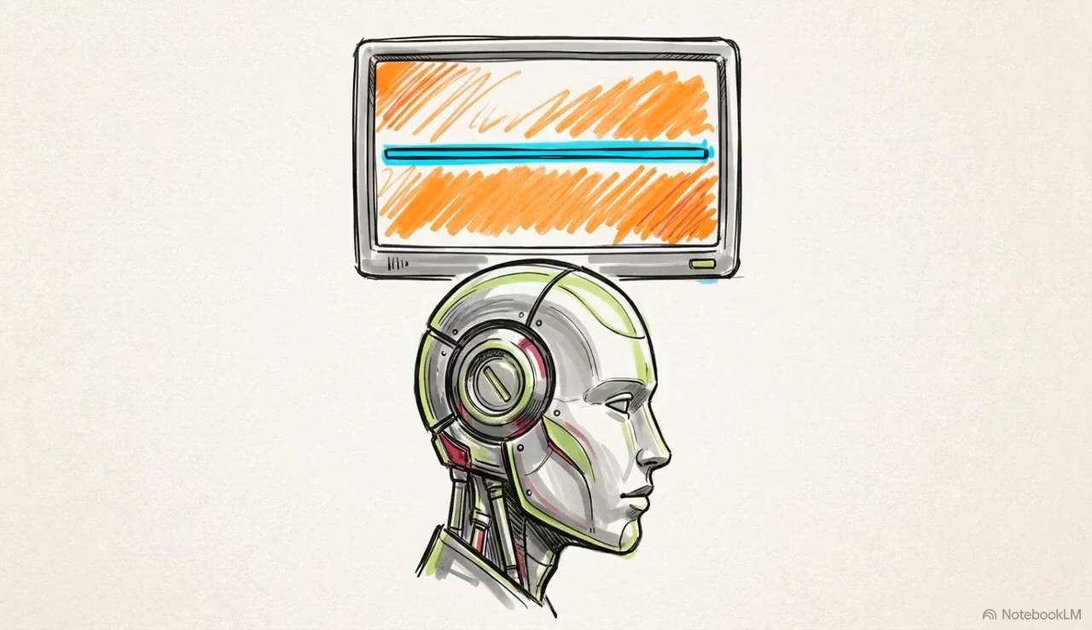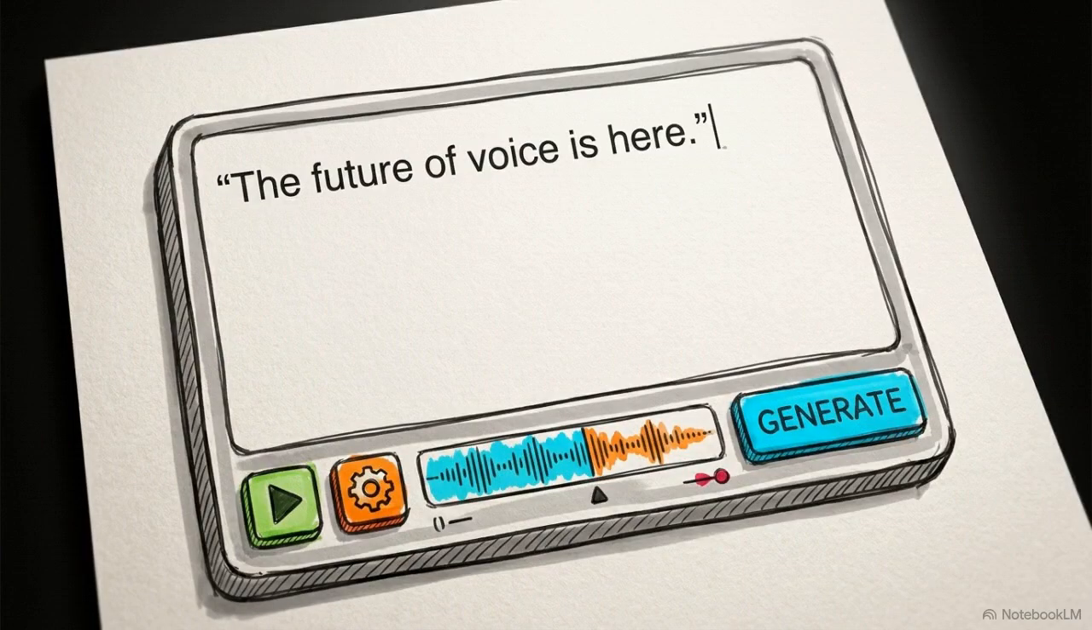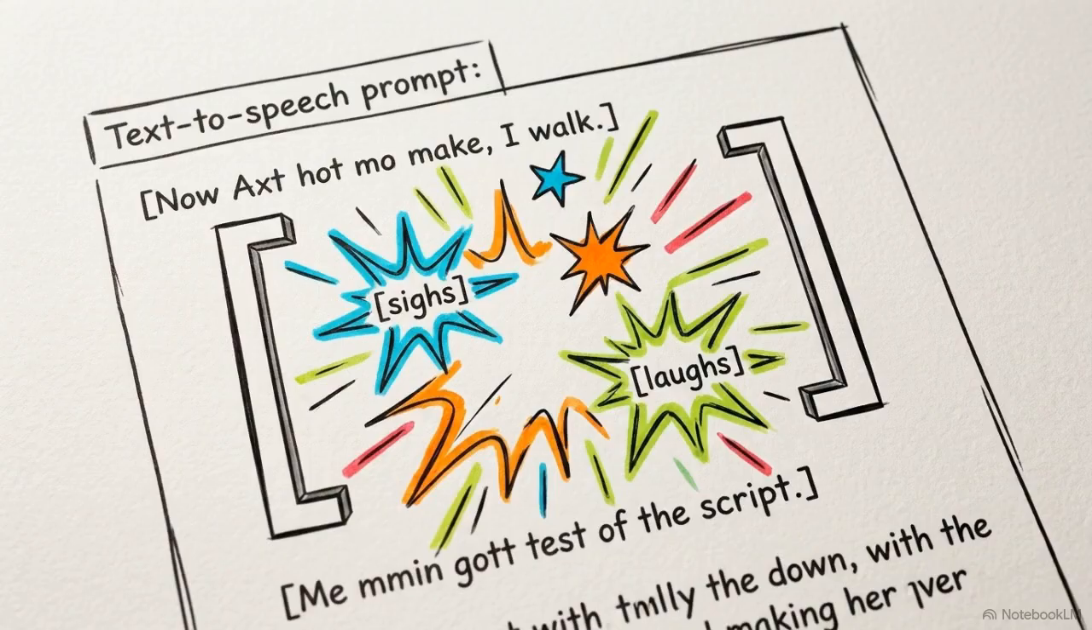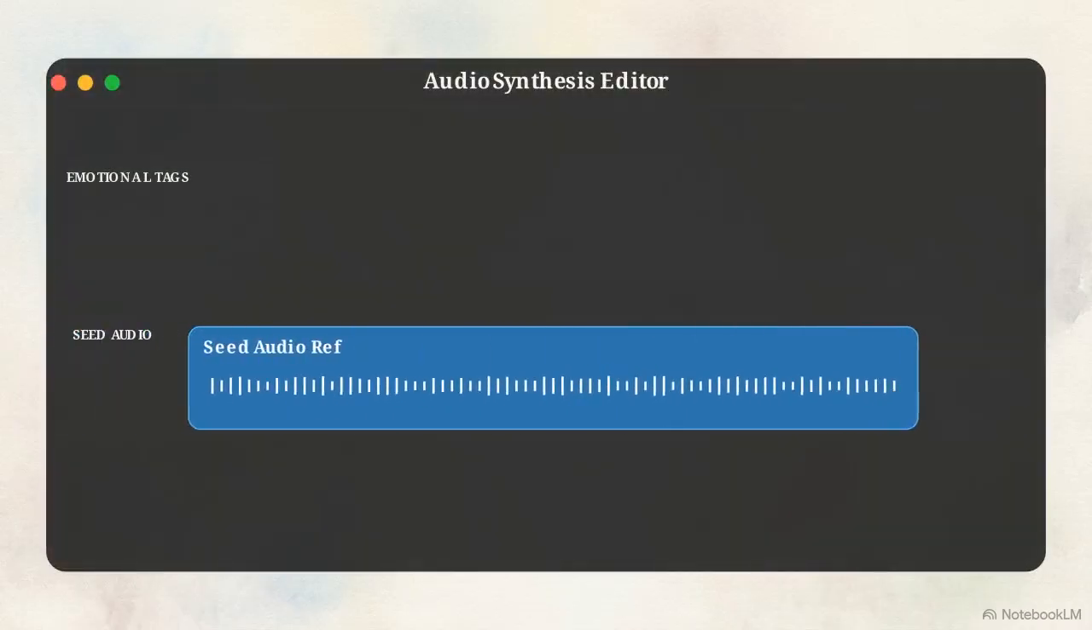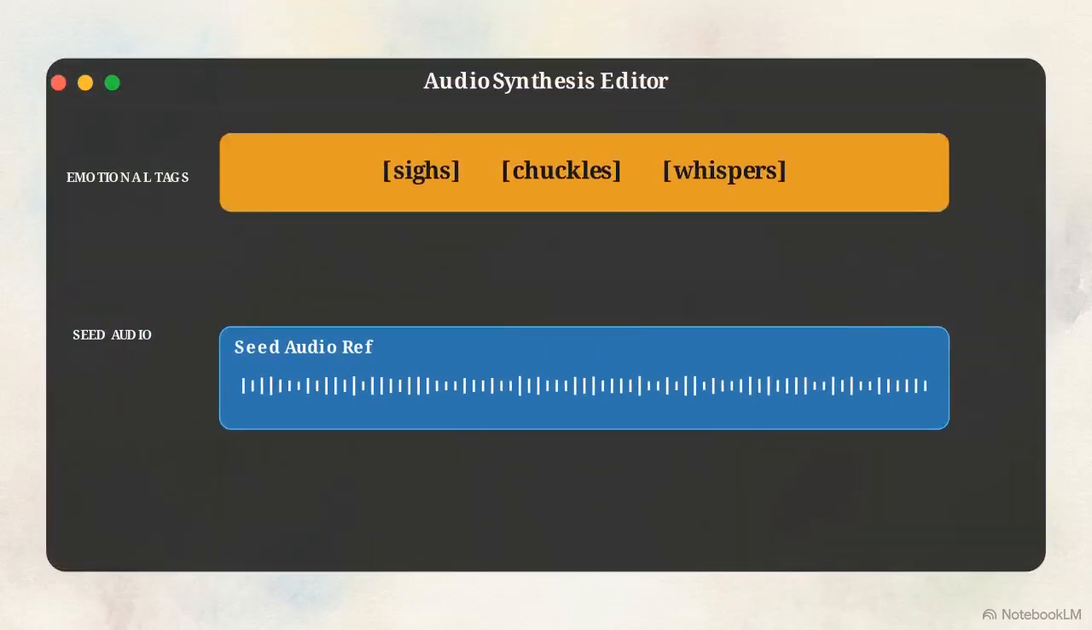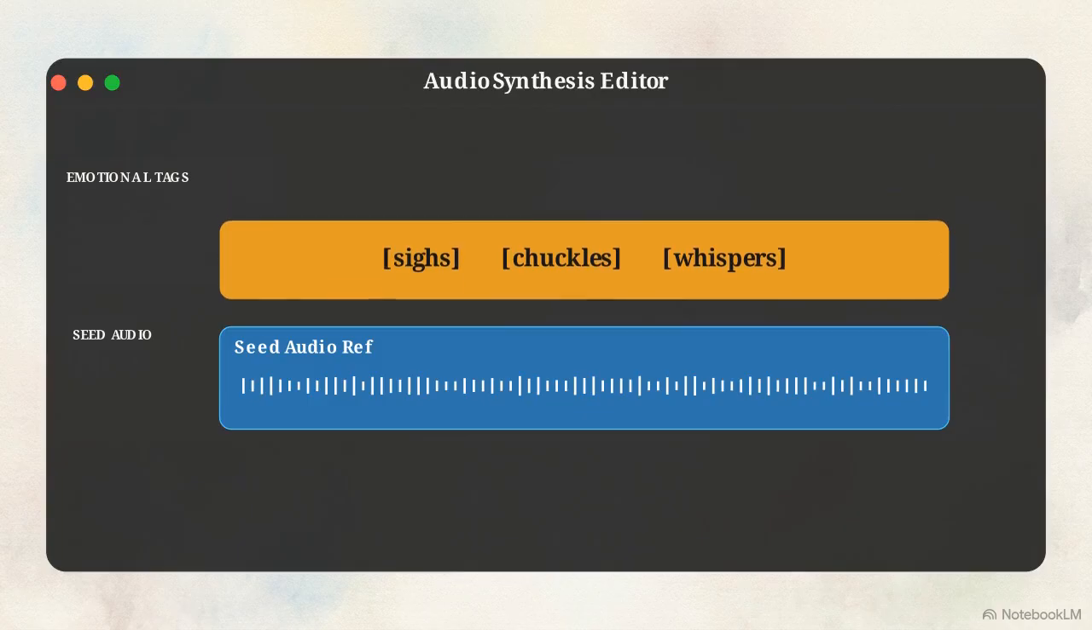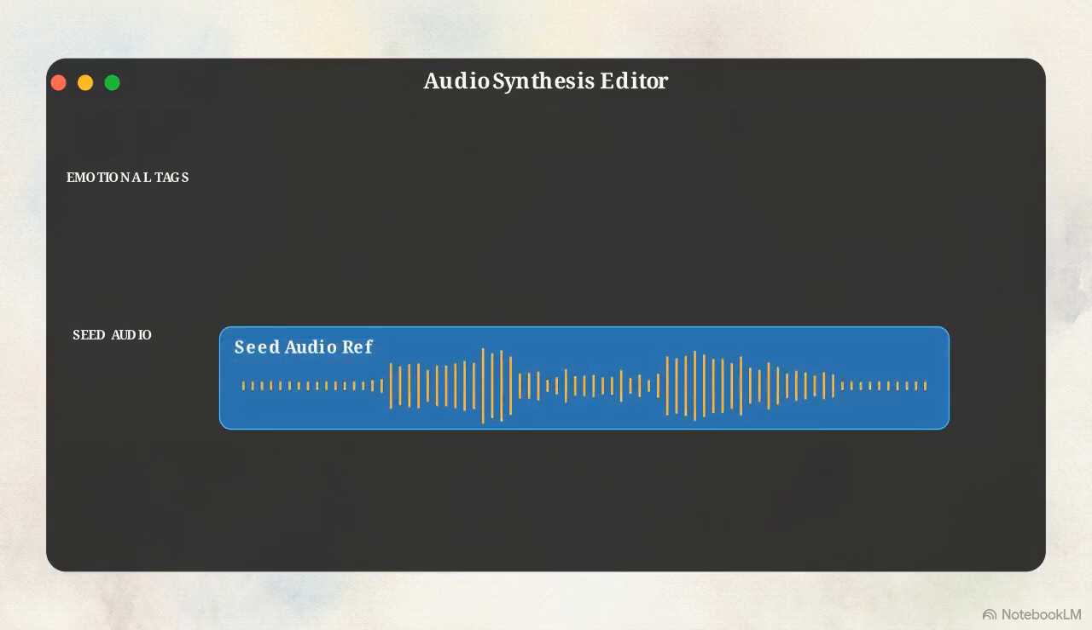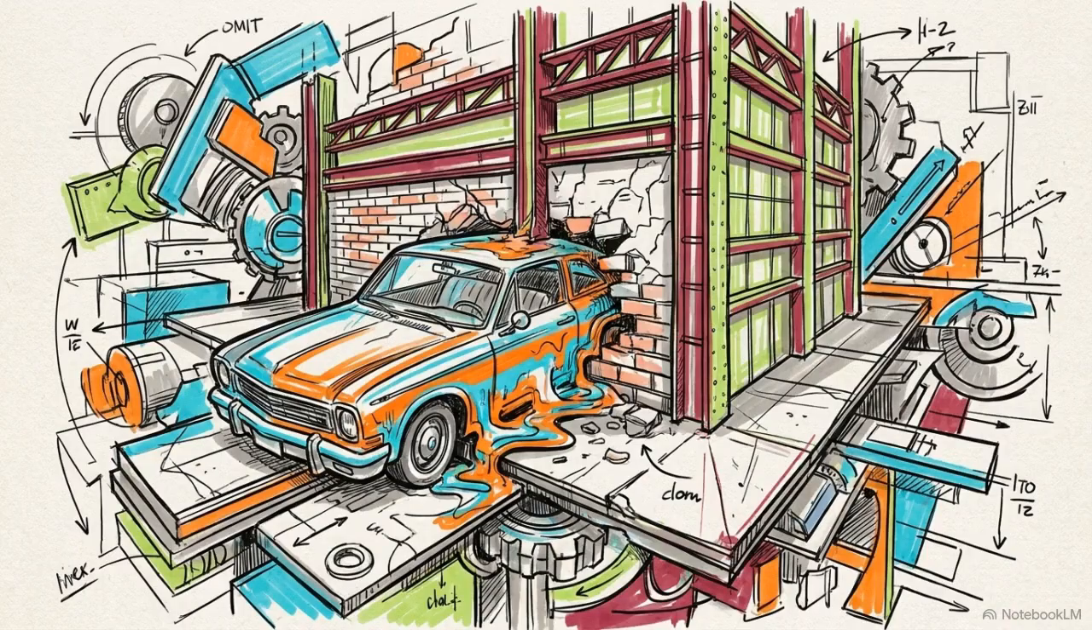Standard text-to-speech tends to deliver dialogue with a flat, robotic cadence. Look at this ElevenLabs prompt box. By inserting bracketed emotional tags directly into the text prompt, like sighs or laughs, you force the engine to physically act out the line. Layering a consistent seed audio reference with these specific emotional tags bridges the gap between a machine reading text and an expressive performance. Perfect audio is only half the process.